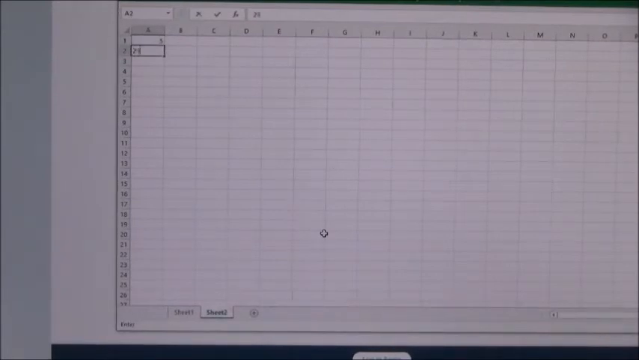5, 29, 97, 98, 113, 34, 68, 74, 74, 81, 88, 91, 44, 45, 63, 118, 151, and 158. So I've got my data in there.